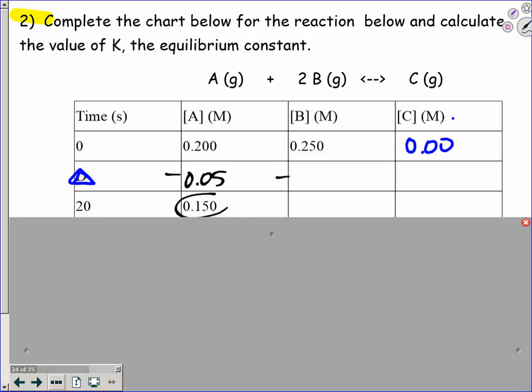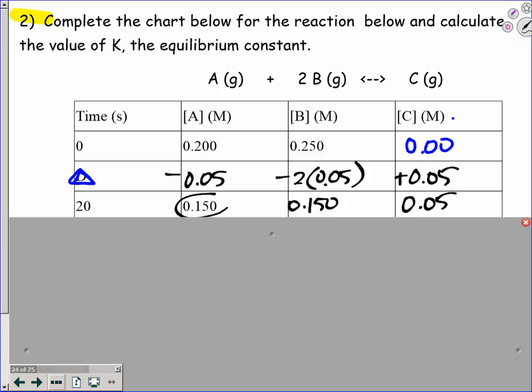So I'm going to put a ratio of 2 times 0.05. Okay, so that's technically subtracting 0.1, which would leave us with what? So 0.150. And then how much C is, well, tell me what's happening to C. Okay, so there's a production here, so it's a 1 to 1 ratio. So we're adding 0.05, so we end up with 0.05 at the end.